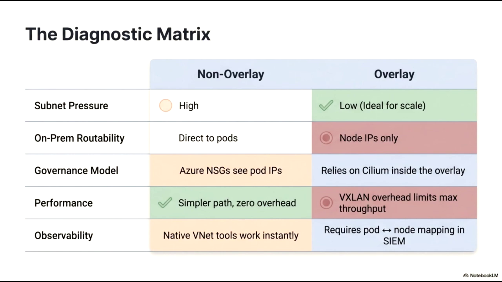Finally, for observability, native VNet tools work instantly with non-overlay configurations. Using an overlay model requires additional pod-to-node mapping within your CMDB to achieve the same level of diagnostic clarity. These trade-offs highlight that while overlay excels at scale, non-overlay offers superior performance and integration with native cloud tools.